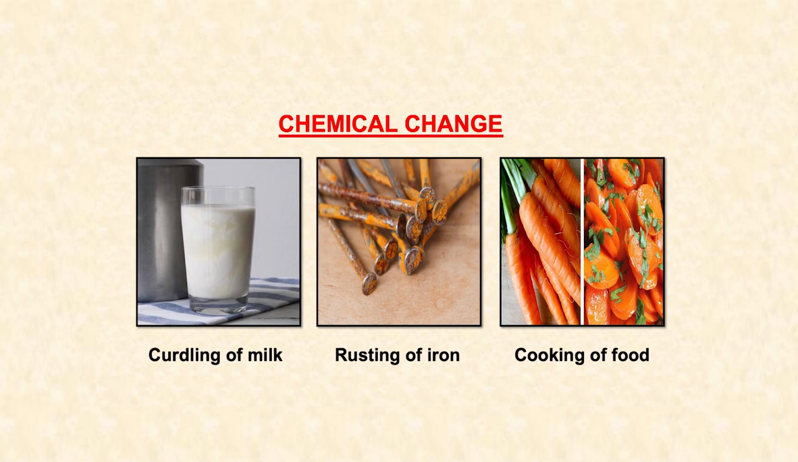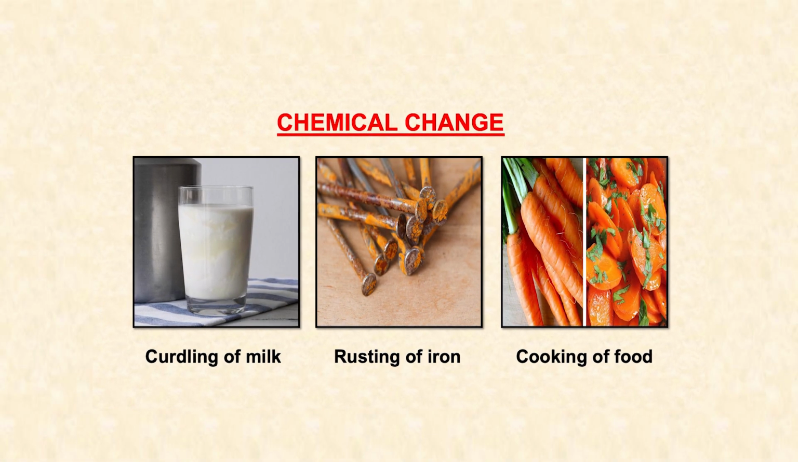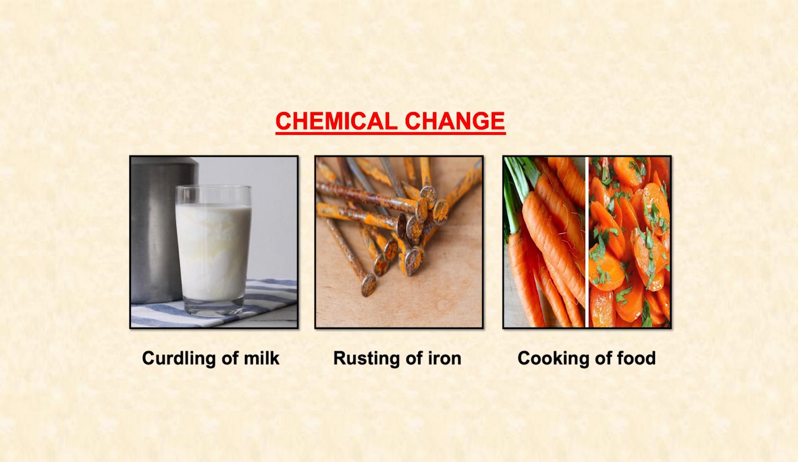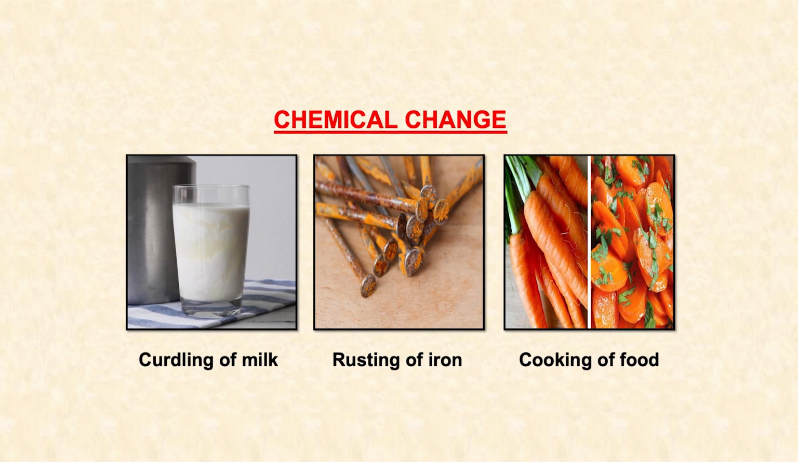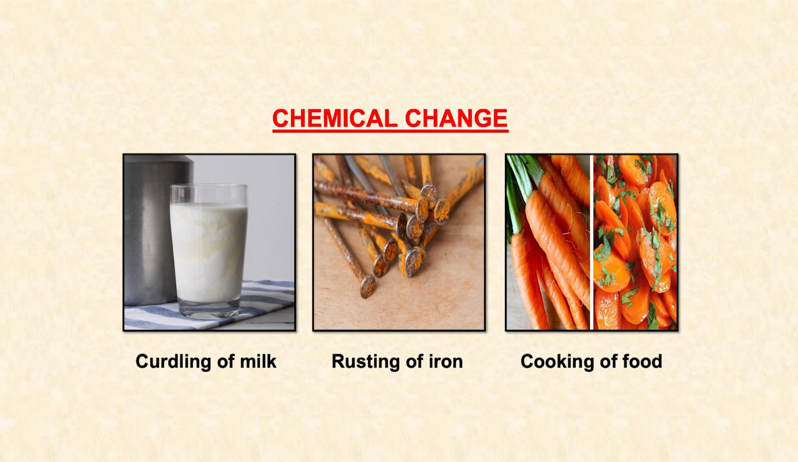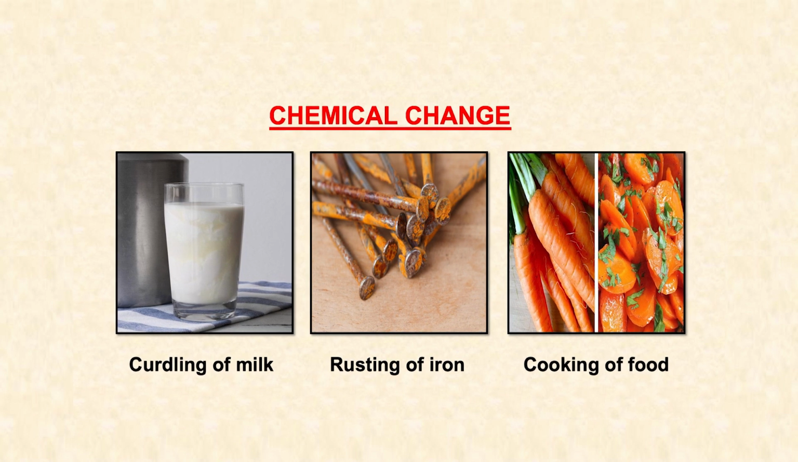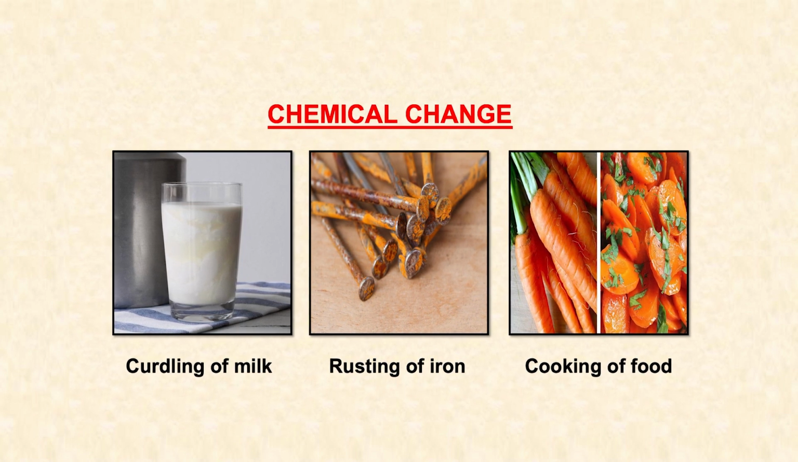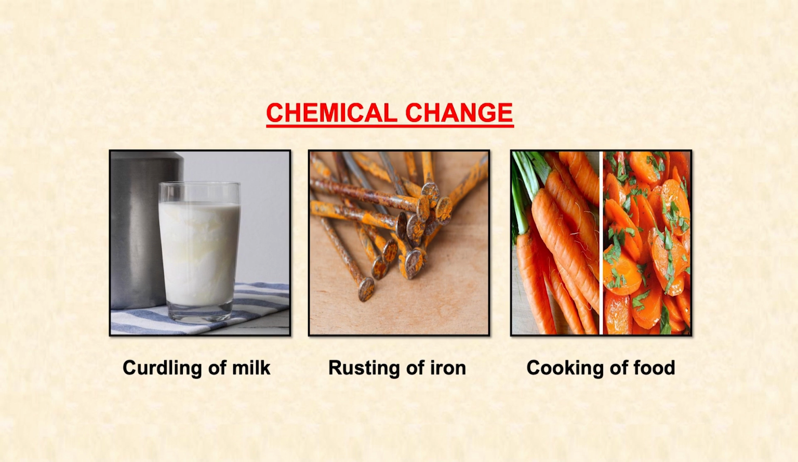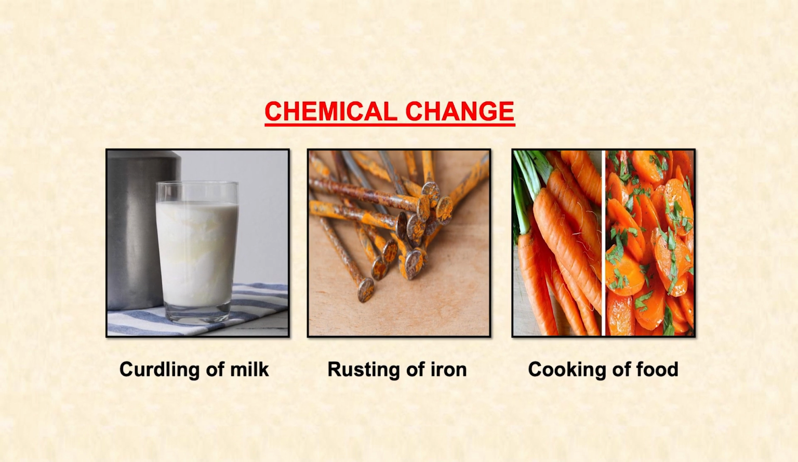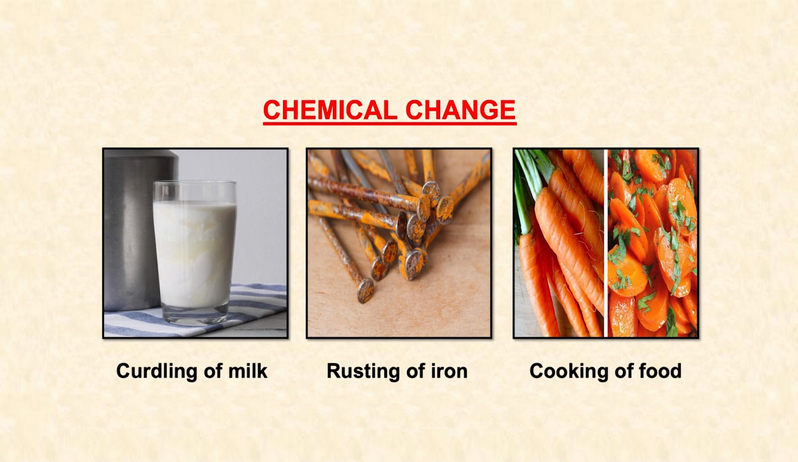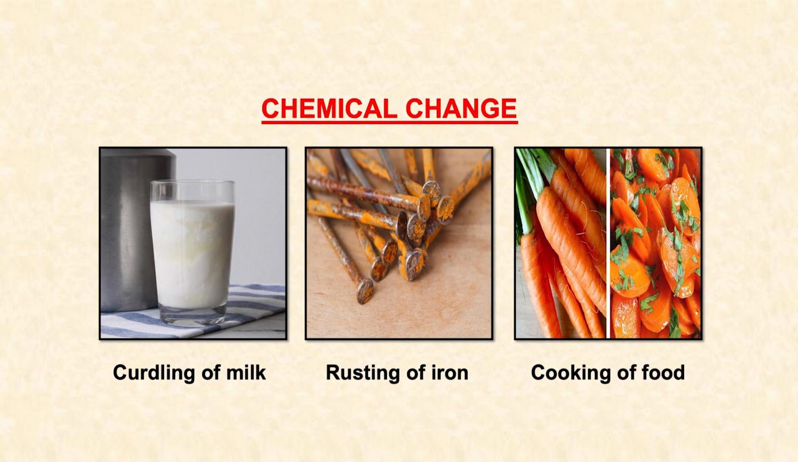Now, let us discuss and find reasons behind these observations. You all must have observed the curdling of milk when left at room temperature during summer season. The milk gets spoiled and becomes unfit for consumption. Likewise, you must have seen a layer of rust being formed on an iron nail, pan or tawa when it is exposed to the humid atmosphere, especially during the rainy season.